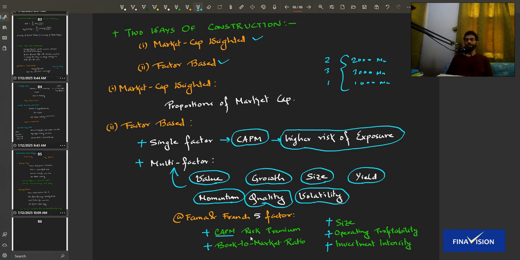And the investment intensity is basically the degree to which capital is being spent on increasing the volume of the assets of a company. So these factors form a 5-factor model which is called the Fama French model.